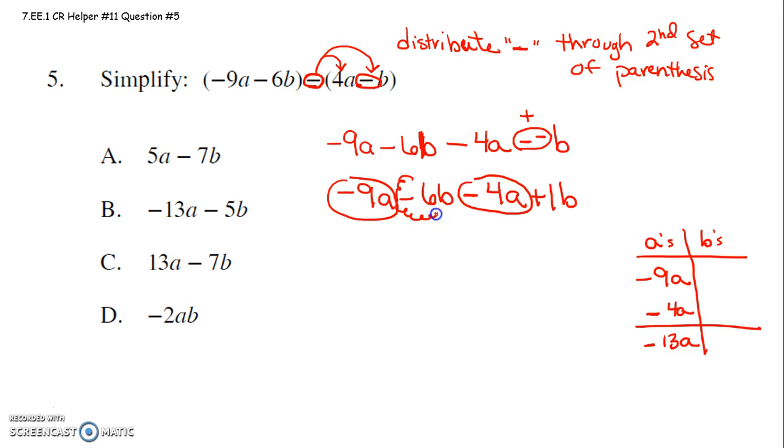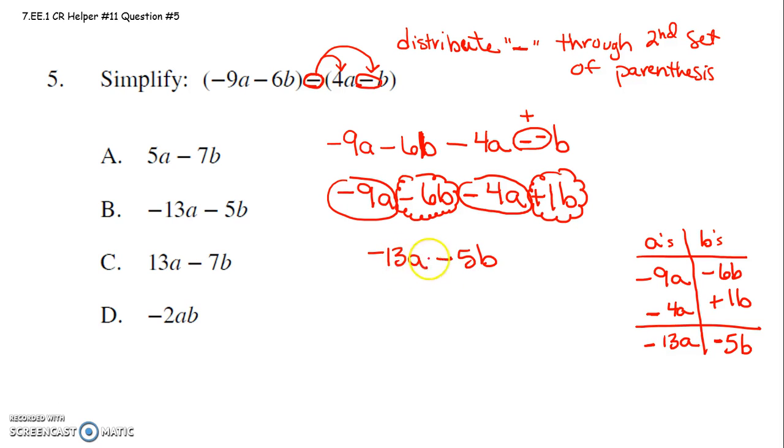Then you look at your B's. You got minus 6b plus 1b. Signs are different. One of them's negative, the other's positive. Find the difference. The difference between 6 and 1 is 5. What you have more of, you have more negatives, and we have to make sure we don't lose that b. So our final answer here is negative 13a minus 5b.